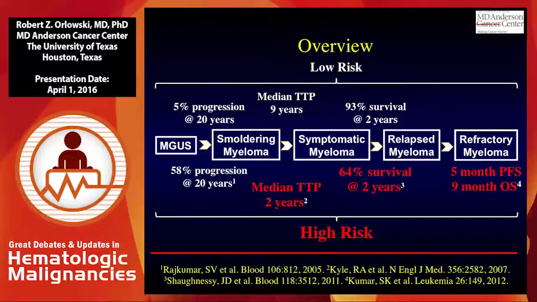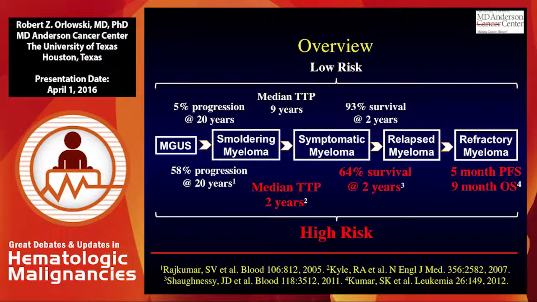So here's an overview to summarize the data. There is high-risk disease at every stage in the myeloma spectrum. You can see MGUS patients who, if they're at low risk, which is at the top, have a very low risk of progression. But there is high-risk MGUS, which has a much greater possibility of progression. For smoldering myeloma, median time to progression may be 9 years if you're low risk, but only 2 to 3 years if you're high risk.